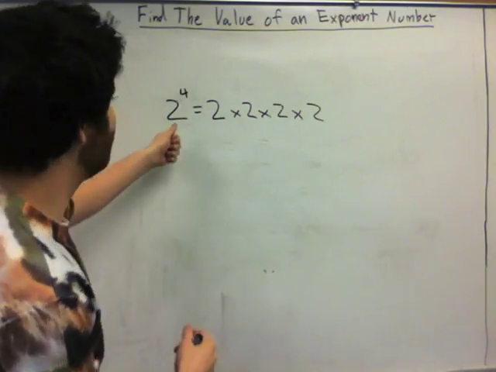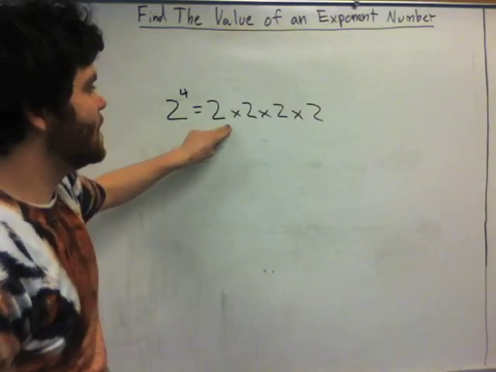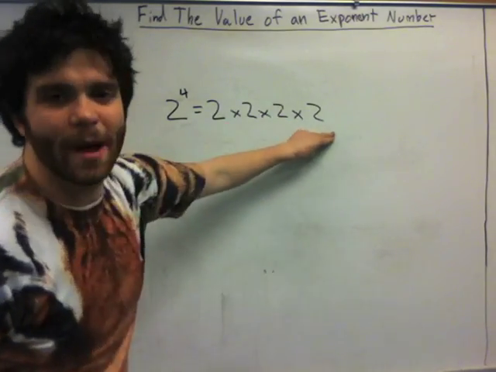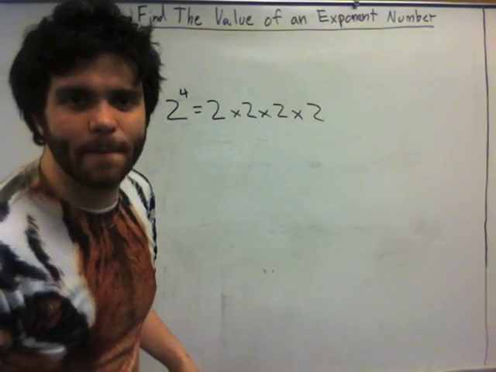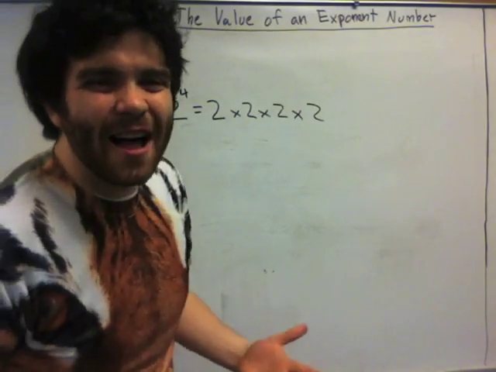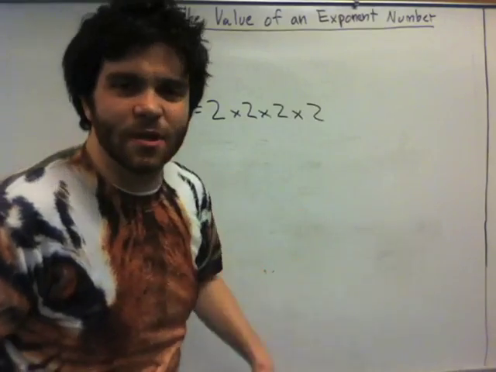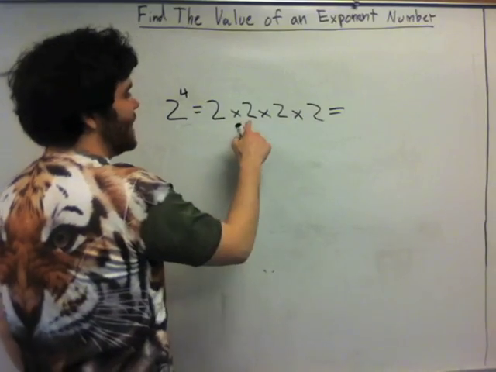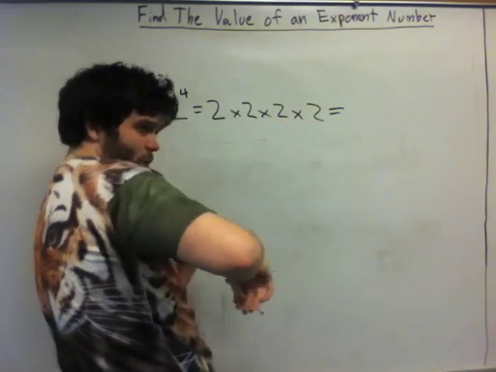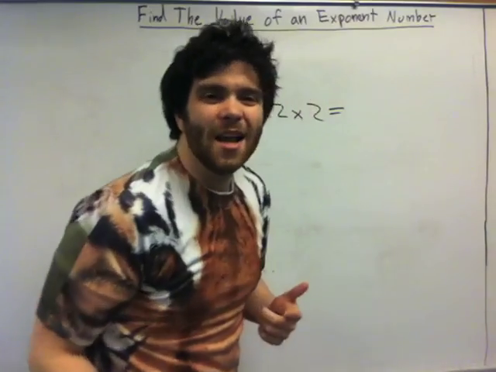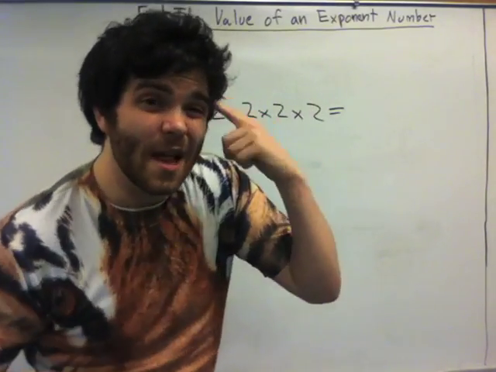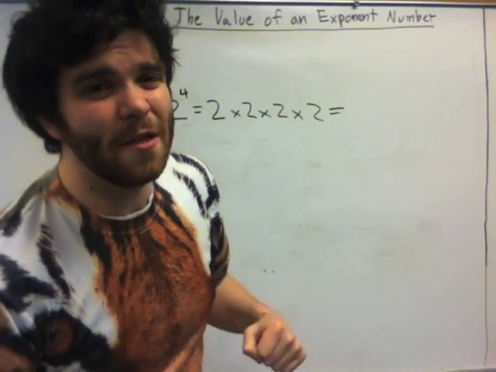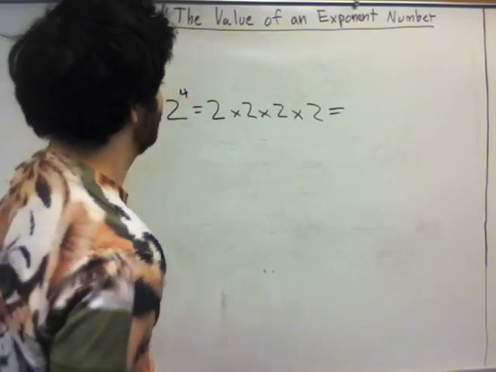And that's great. I can take my exponent number and I can write it in expanded form as a long multiplication problem. But now how do I find what this is all equal to? Well, that's super easy. All I've got to do is say 2 times 2 times 2 times 2 equals, but we might not really be able to do that up in our heads. So here's one method that works really well.